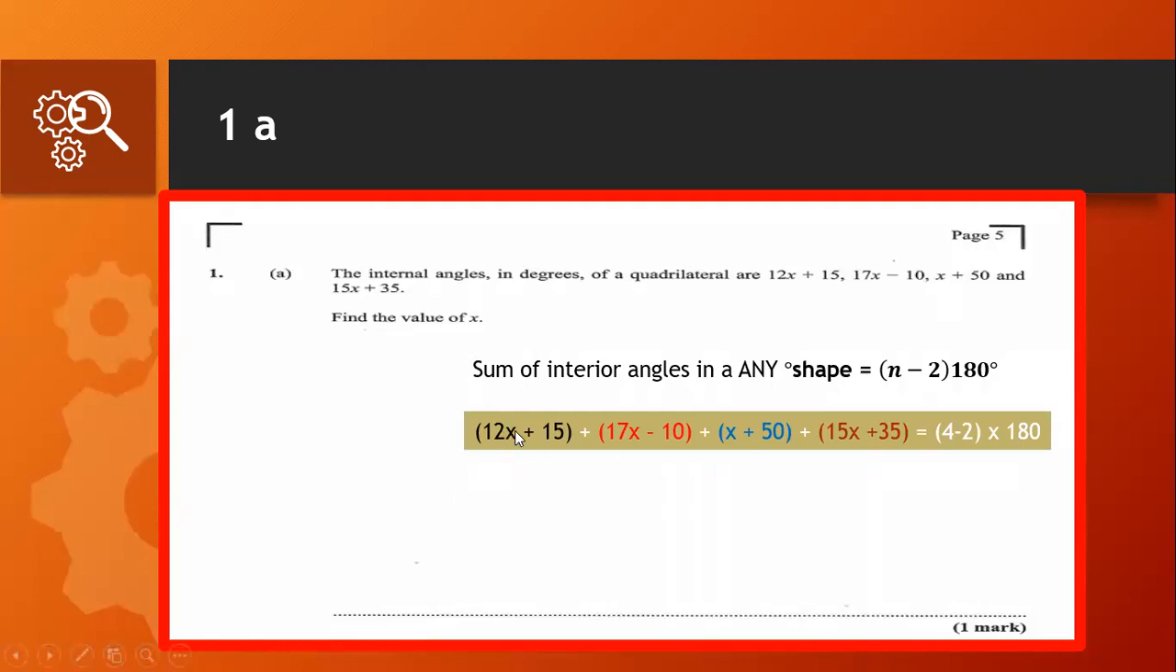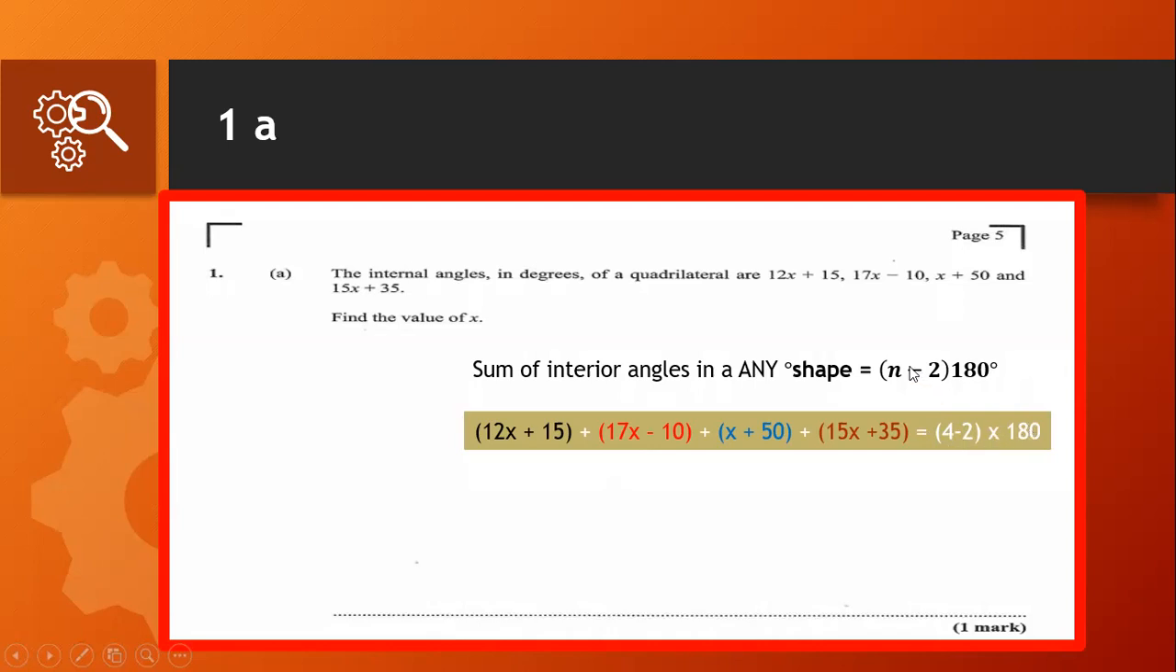So we have 12x plus 15 from here, plus 17x minus 10, which is here, plus x plus 50, which is here, plus 15x plus 35, sorry, which is here. When we add up all of those things, it's going to be equal to 4 minus 2. 4 is the number of angles or number of sides of the shape. So it's 4 minus 2 multiplied by 180.